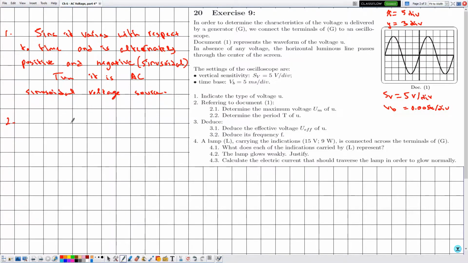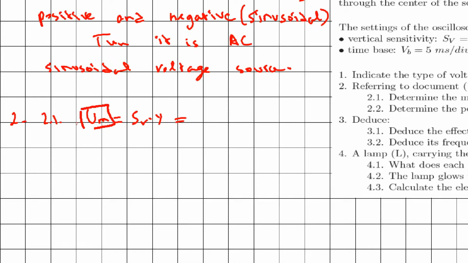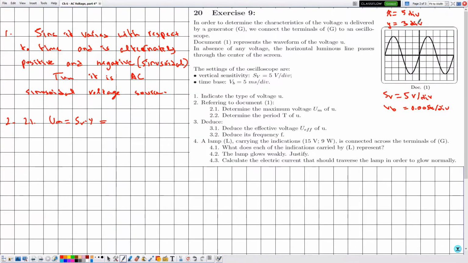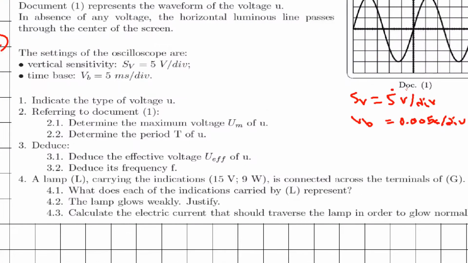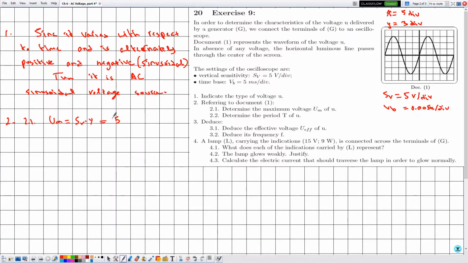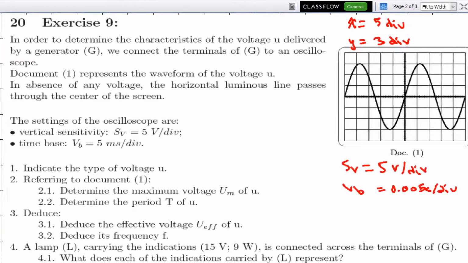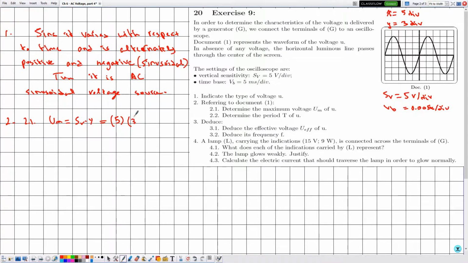Now in number 2, they are telling me, referring to document 1, 2.1, determine the maximum voltage UM of U. And UM is determined by the following formula: SV multiplied by Y. No need to construct the triangle of this formula because this is the quantity that we are interested in calculating. So the value of SV is given by 5. The value of Y is given by 3. So this is given by 15 volts. Then UM is equal to 15 volts.